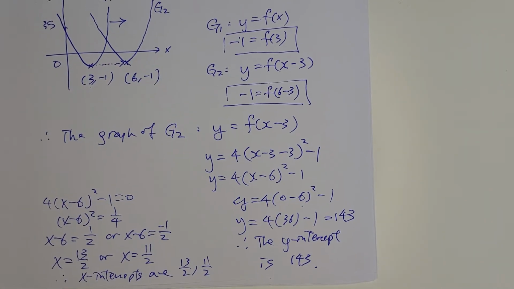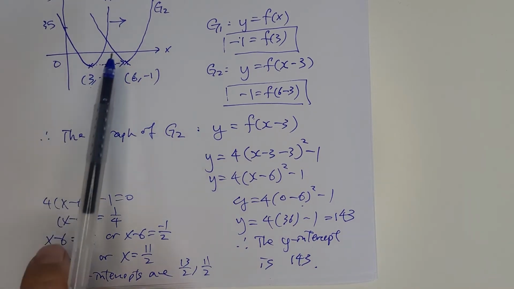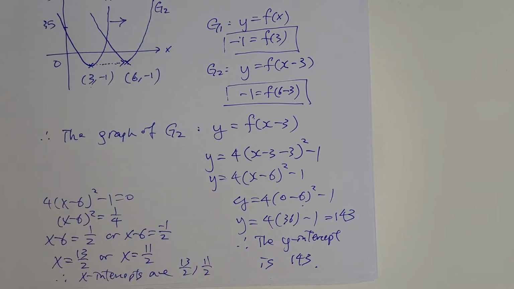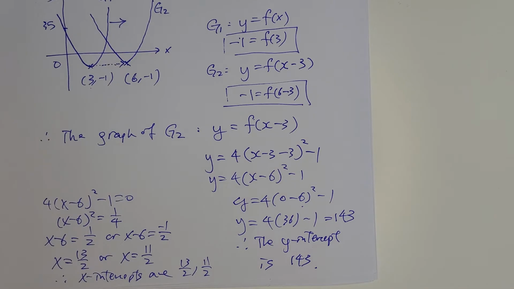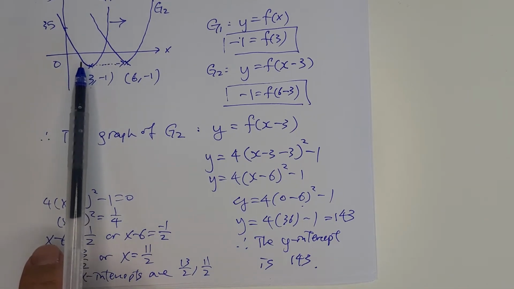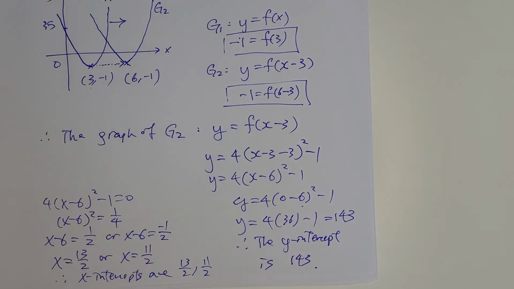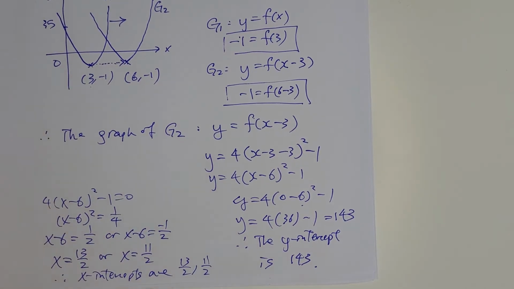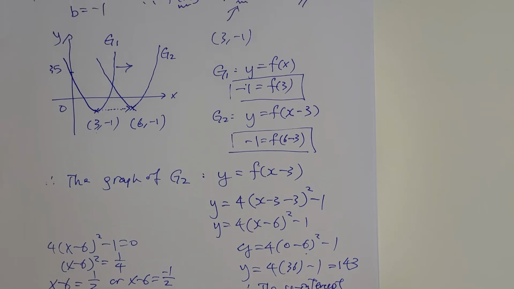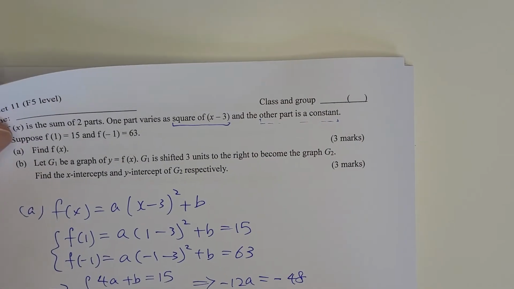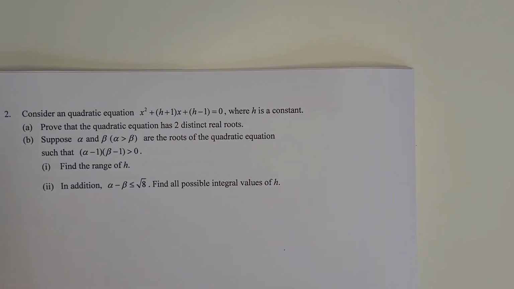And again, you can see very carefully how we obtain the equation of graph G2 from G1. If the graph is moved 3 units to the right, then the position of x should minus 3. Okay? So that's the end of question number 1. And then move to question number 2.